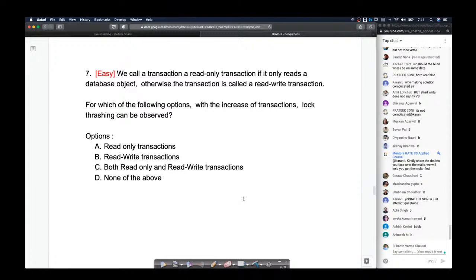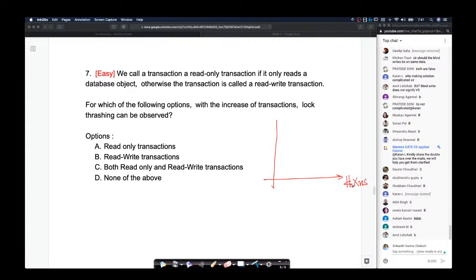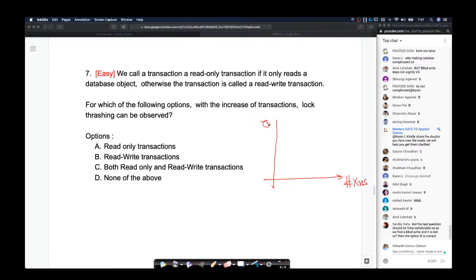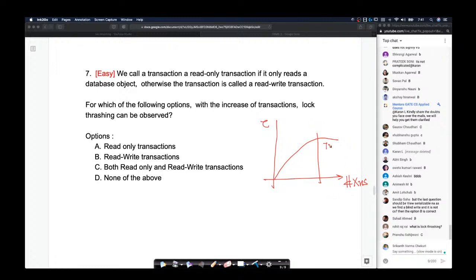Okay, I think most of you got it right. It's a very simple question. If you recall this whole diagram, this is basically the number of transactions, or number of active transactions to be precise, and this is your throughput, right? So beyond a certain value of number of transactions, you have the thrashing problem, right? So standard diagram that you see in most books.